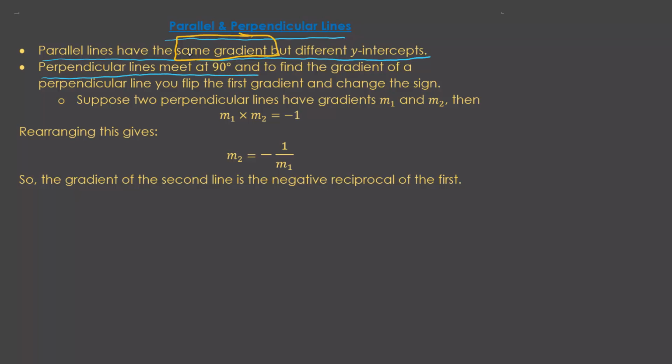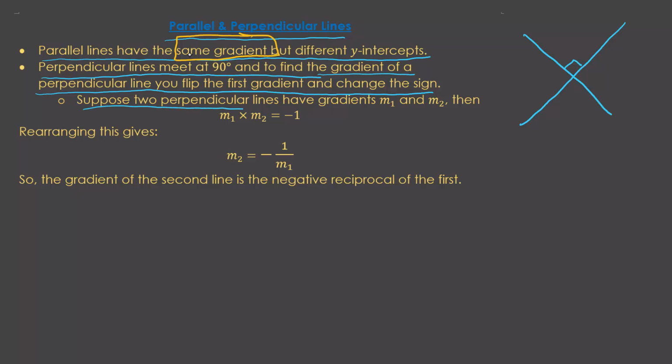Perpendicular lines meet at 90 degrees. So if we've got two lines like so that meet at 90 degrees, those are perpendicular. To find the gradient of a perpendicular line, you flip the first gradient and change the sign.